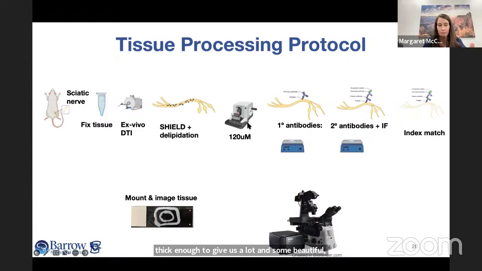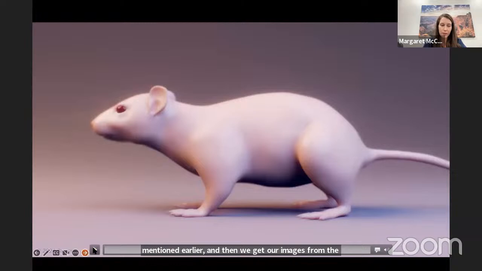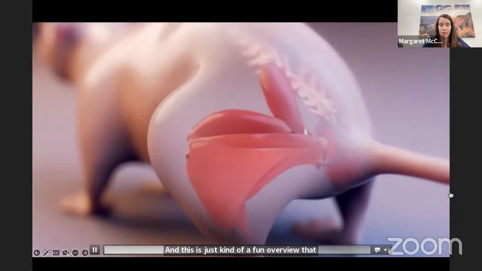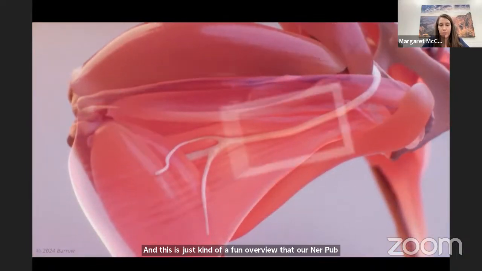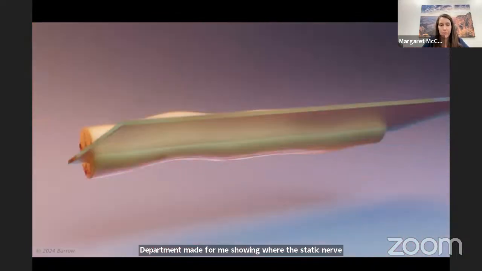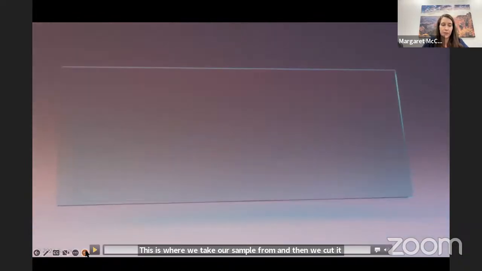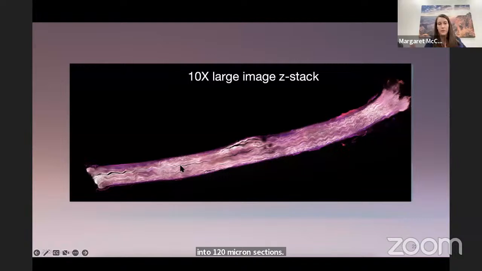Following the sectioning, we would stain with the immunofluorescence. We do the index matching step I mentioned earlier, and then we get our images from the confocal microscope. And this is just a fun overview that our neuropub department made for me, showing where the sciatic nerve runs in the rat. This is where we take our sample from, and then we cut it into 120 micron sections. We take a section from the center of the nerve, and that is what you see here. This is a slice from the center of the nerve at 120 micron thick section.